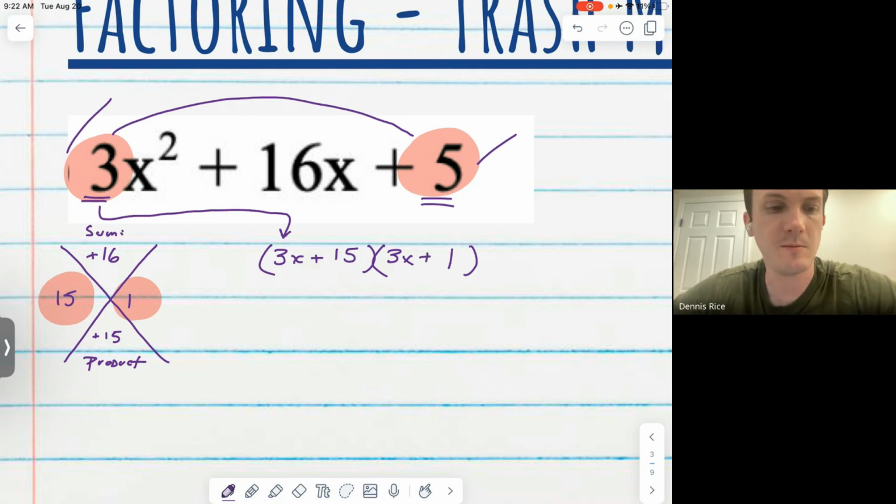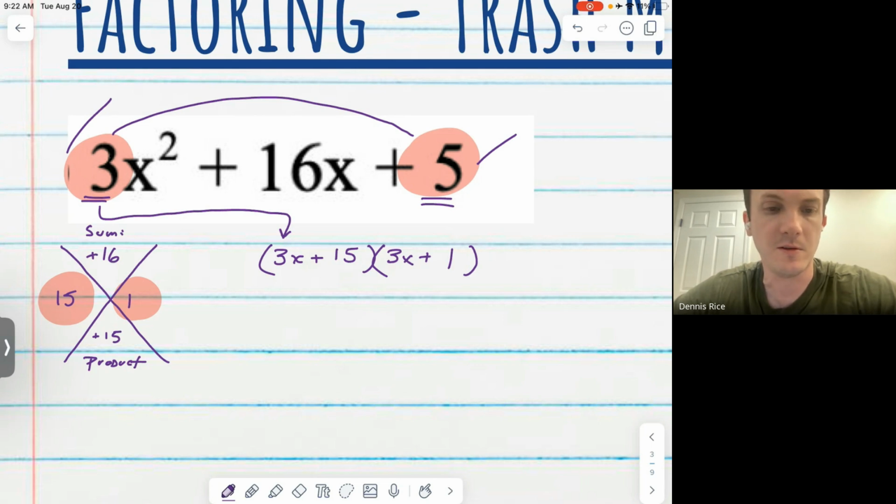So 15 and 1, it doesn't matter which one goes where, because remember we started each of them with 3x. So it doesn't matter if you put 1 first. And yes, this is just, again, not our final answer. This is just like a little trick strategy.